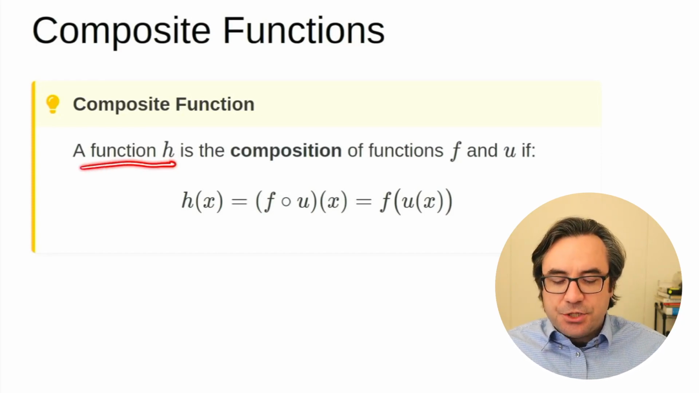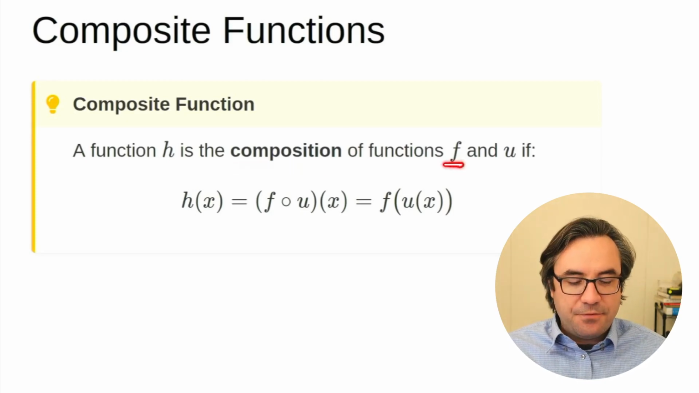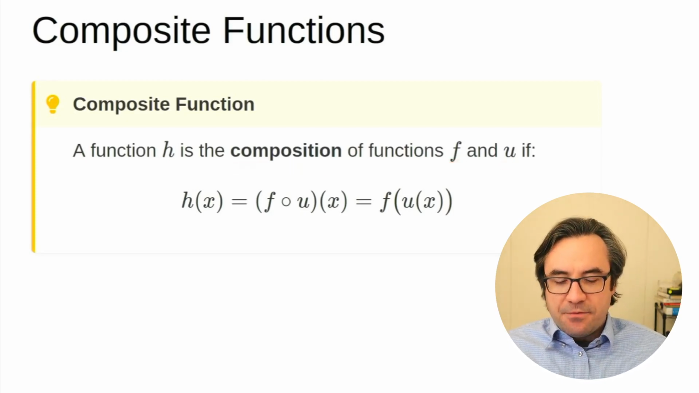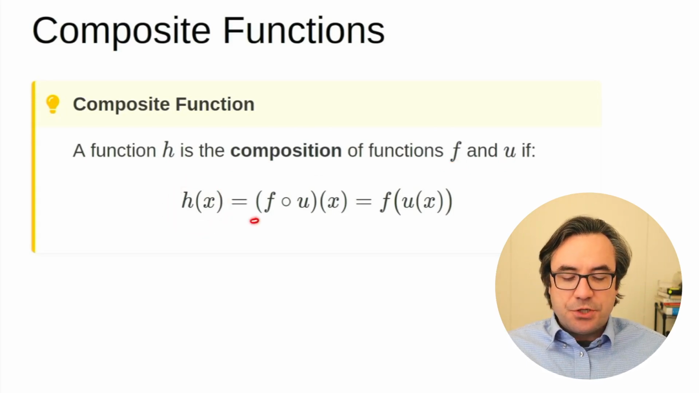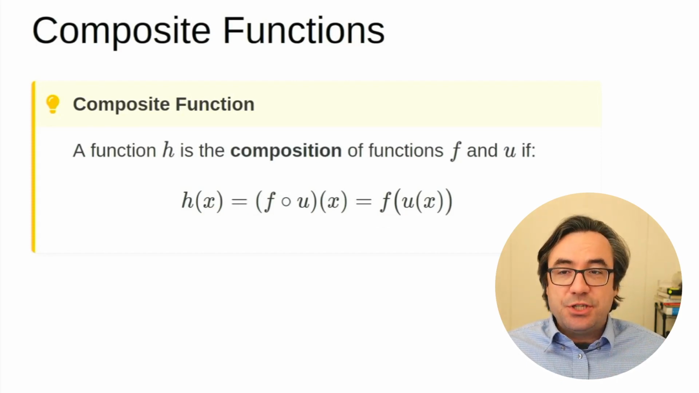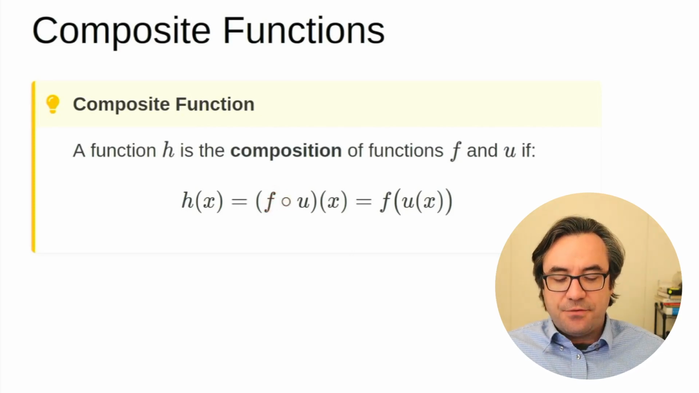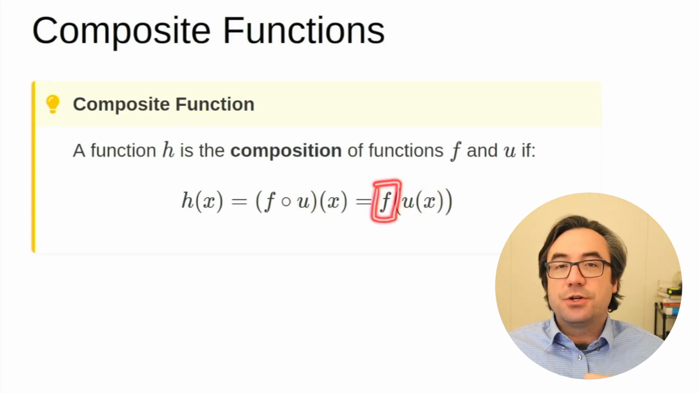So we say a function h is the composition of a function f and a function u if h of x is equal to, well, this formula. And the notation that we use for composition is this little open circle here. So the way we read this is function f composed with function u. And essentially what we do with this composition is we take our input x and we plug it into function u first. So we get u of x. And then we take this result and we plug it into function f.